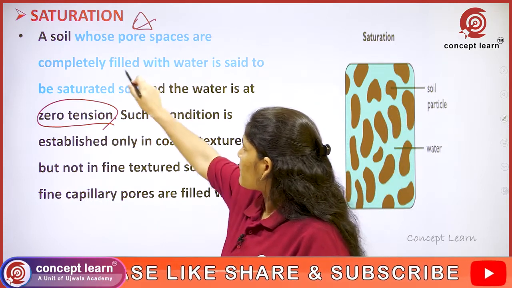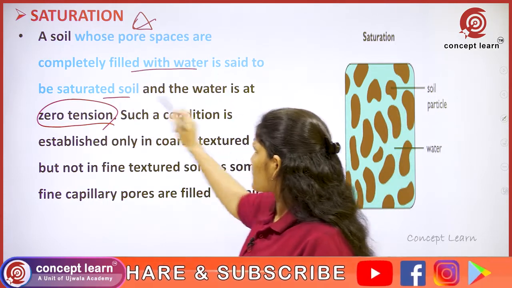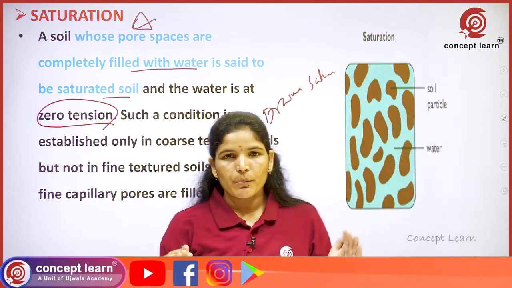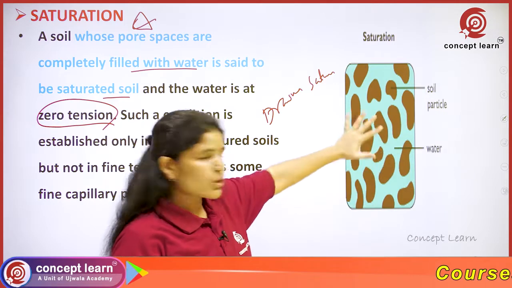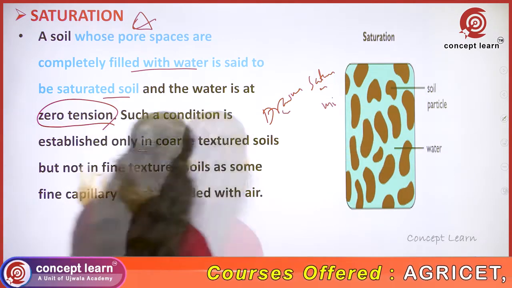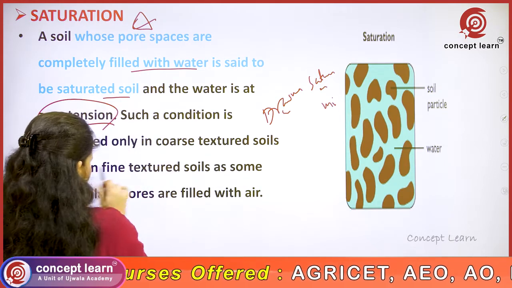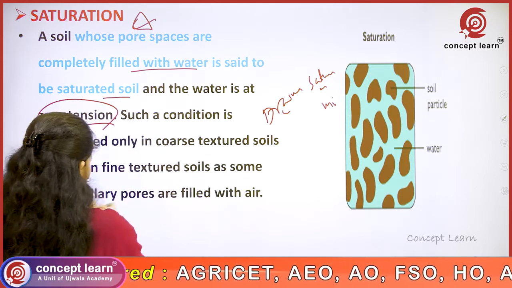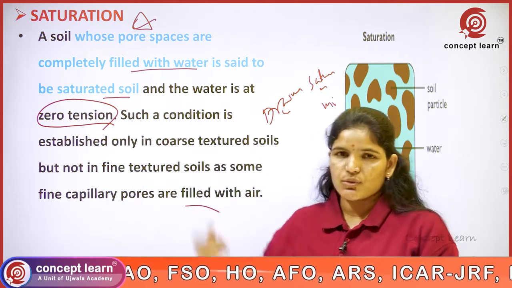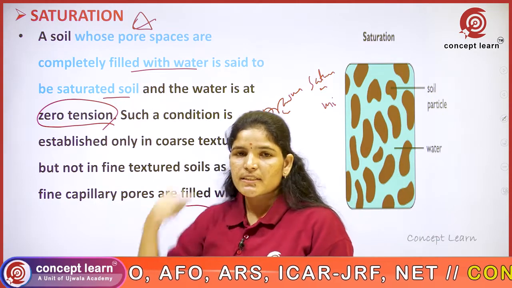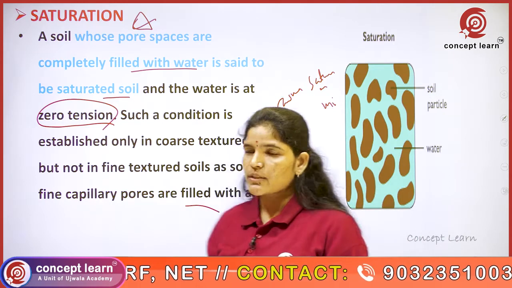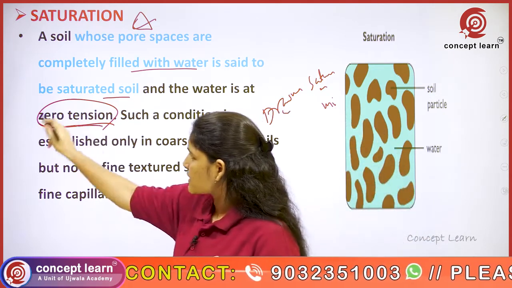Soil whose pore spaces are completely filled with water is said to be saturated soil, and the water is at zero tension. Saturated soil means both micropores and macropores are completely filled with water, and the energy is zero tension. Such a condition is established only in coarse texture soil but not in fine texture soils, as some fine capillary pores are filled with air. Pores being completely filled with water is the condition known as saturated soil. Generally, saturated soil is seen in sandy soils, and the water at the saturated condition is at zero tension.